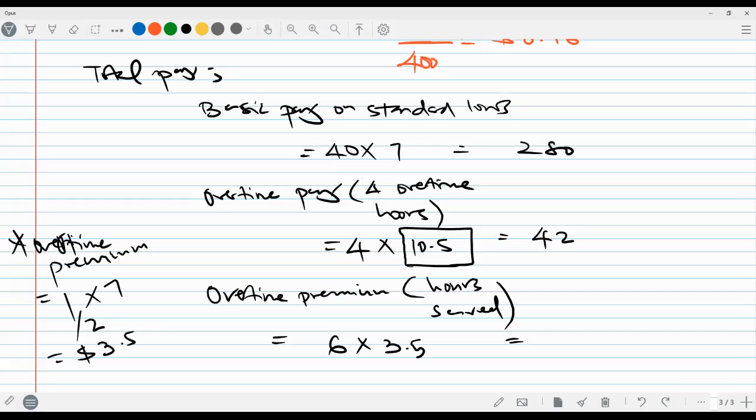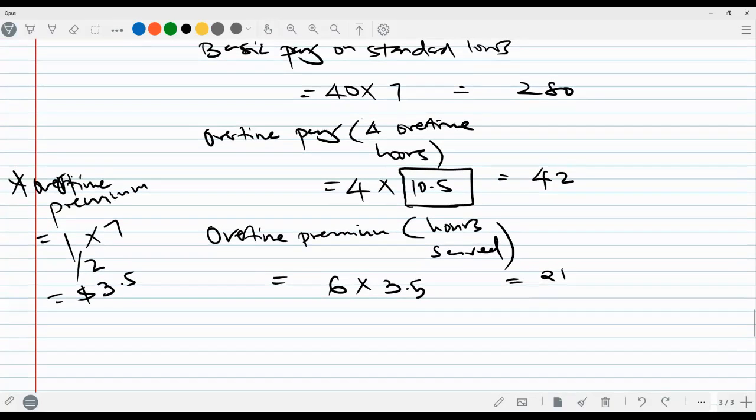Therefore, 6 hours times 3.5 is 21. Okay, therefore the total pay to the employee will be 280 plus 42 plus 21 to give us 343. Yes, $343 is the pay to the employee.